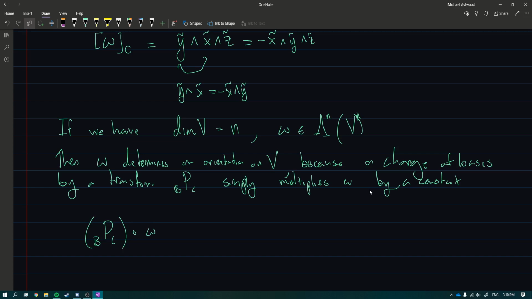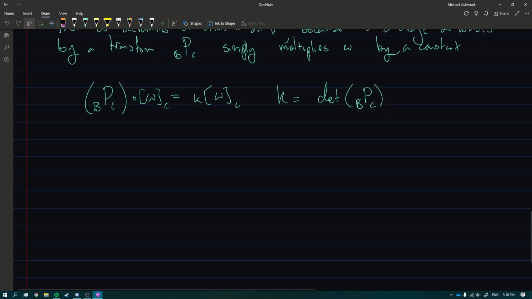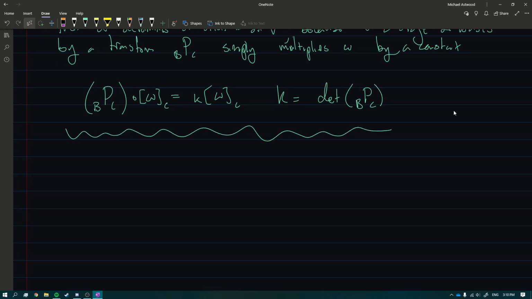Of omega, then, and this is going to be written in the C basis, you get some constant times omega written in the C basis, essentially. And that K is the determinant of P from B to C, or from C to B.